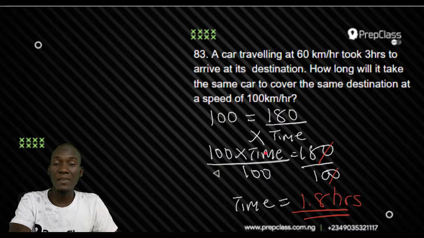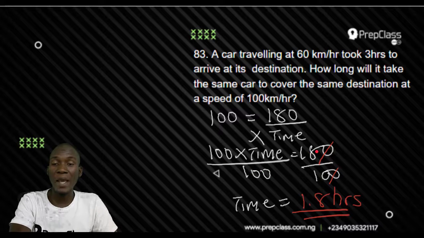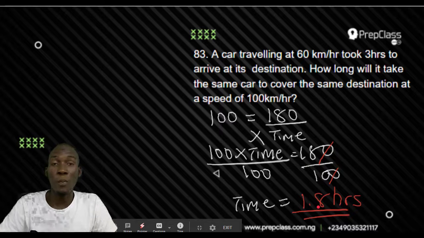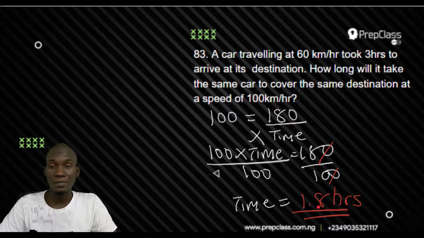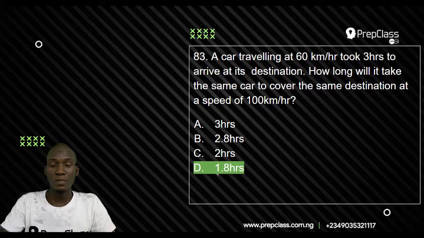Now because we need to get the value for time, we divide both sides by 100. So we have 180 divided by 100. Time equals, 0 cancels 0 here, 18 divided by 10, that is 1.8 hours. So the correct option is option D, 1.8 hours.